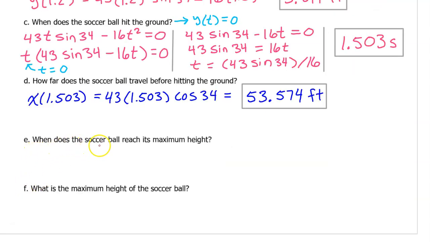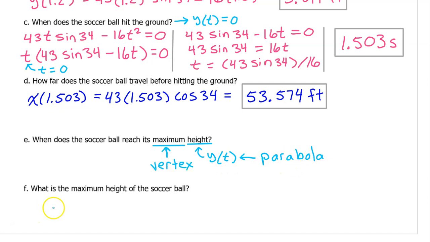Part E. When does the soccer ball reach its maximum height? The fact that we are looking for a height means we need to evaluate the height function y of t, which happens to be a parabola. Because we are looking for the maximum height, we need to find the vertex of this parabola. The x-coordinate of the vertex will be the time at which the ball reaches the maximum height, and the y-coordinate will be that maximum height.